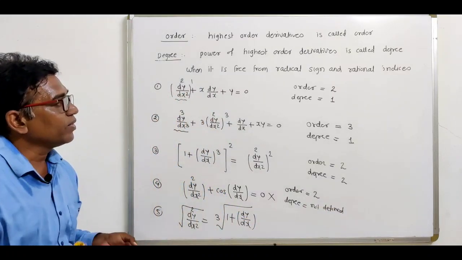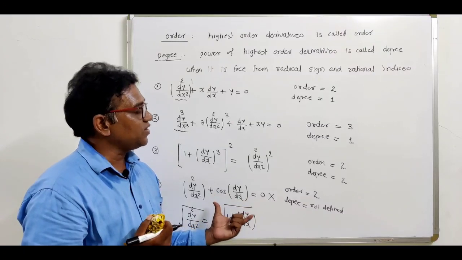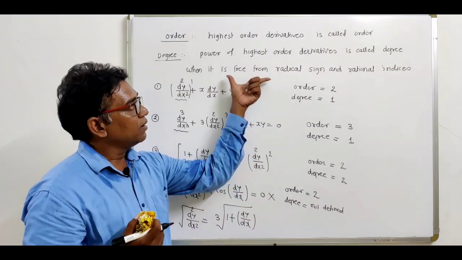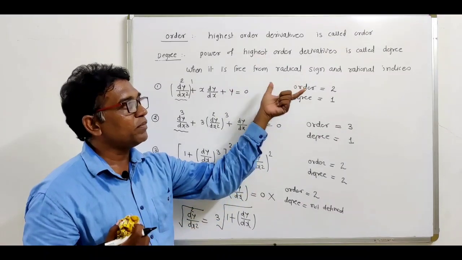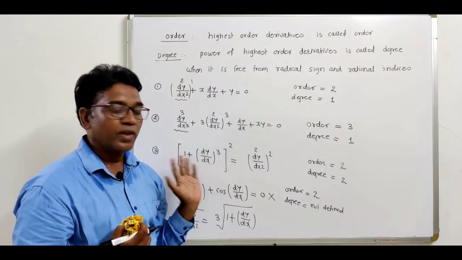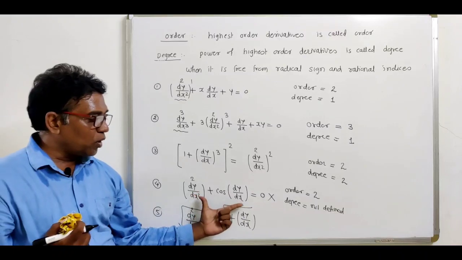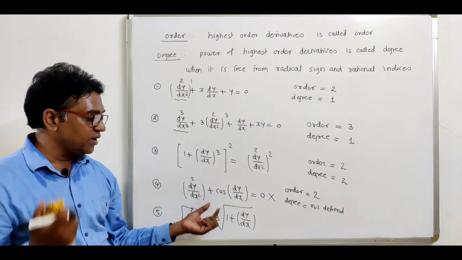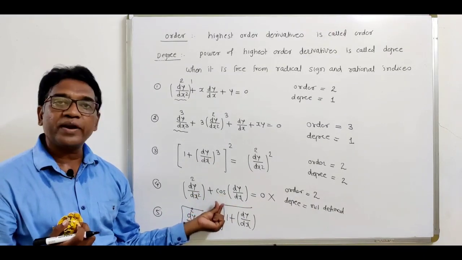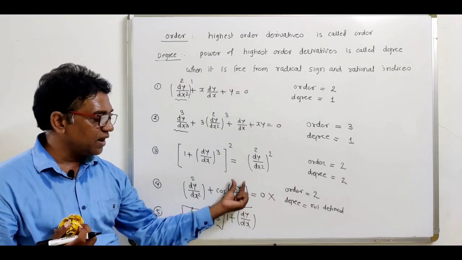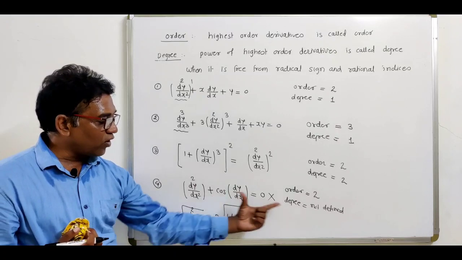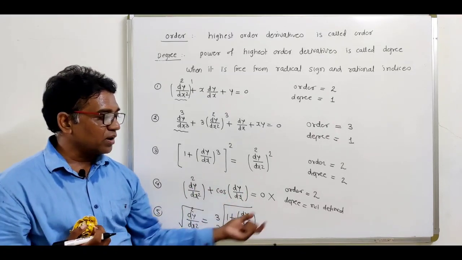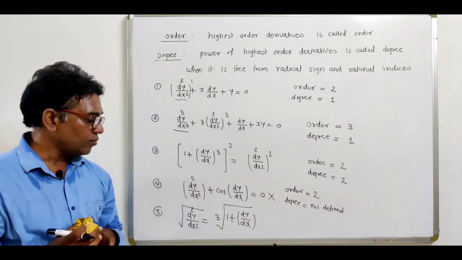For degree, the differential equation should be free from radical signs and free from rational indices. Now this is not in polynomial form because this differential equation contains this trigonometric term having dy by dx as its argument. So obviously this is a transcendental function. So for this differential equation, we cannot define the degree.